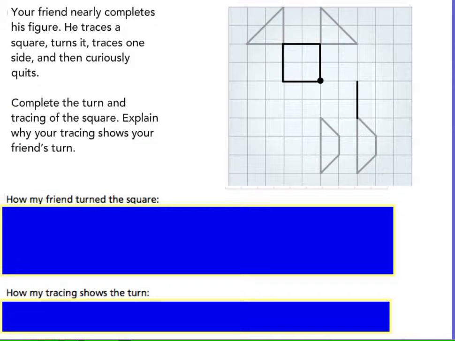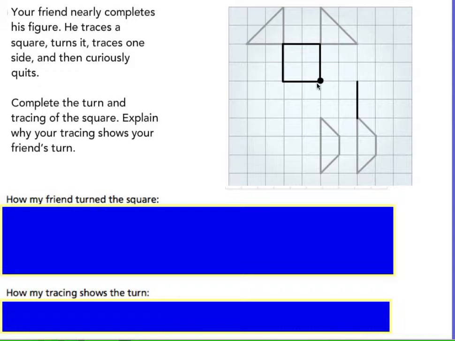Here's a problem. It's similar to the ones we have done in the past for our lunch. Your friend nearly completes his figure. He traces a square, turns it, traces it on one side, then curiously quits. Complete the turn and the tracing of the square. Explain why your tracing shows your friend's turn.